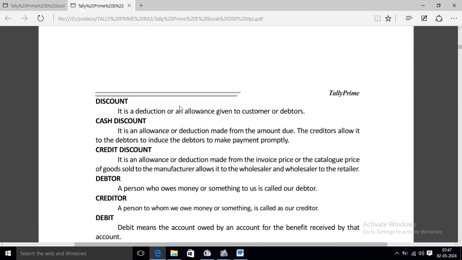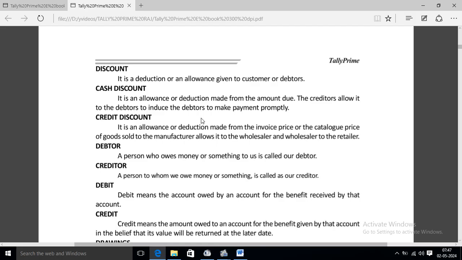Discount. Discount is a deduction or allowance given to customers or debtors. That is called a discount. In discount, first one comes cash discount. It is an allowance or deduction made from the amount due. The creditors allow it to the debtors to induce the debtors to make a payment promptly. Trade discount means it is an allowance or a deduction made from the invoice price or catalog price of goods sold, which the manufacturer allows to the wholesaler or the wholesaler to the retailer.